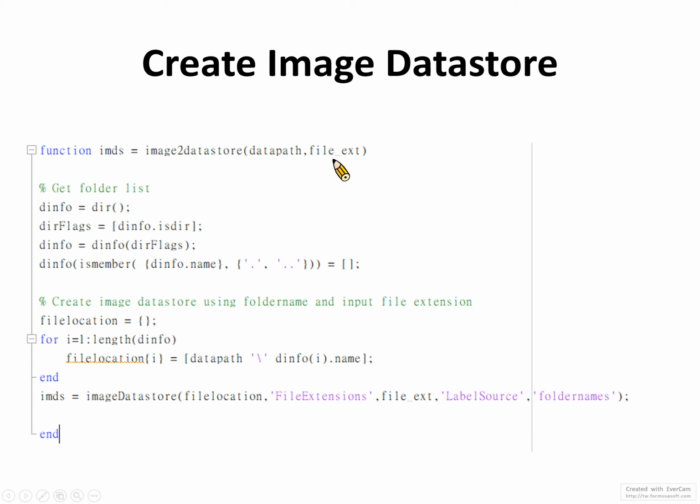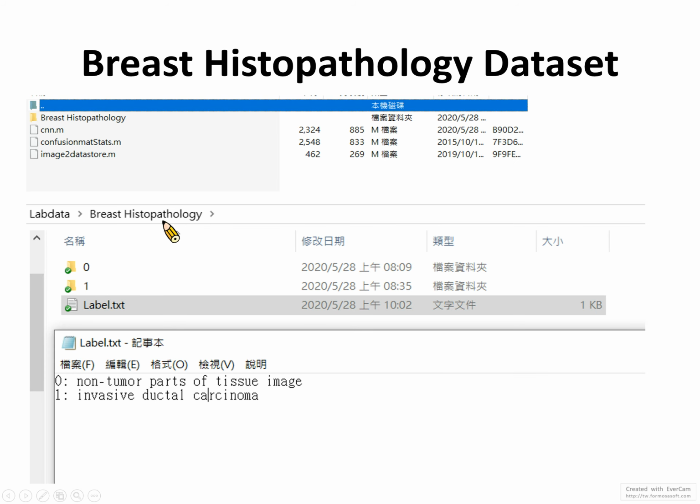And so the code will need to know which kind of file you need to create for the image data store. For this code, the first part, you just get the folder list. Remember in the previous breast histopathology example, we have two folders, one is 0 and the other is 1, which means that we have two labels. I also want to emphasize that this is one example of AI-ready data sets.